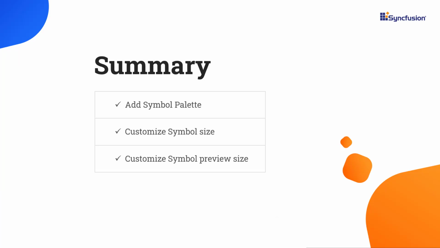In this video, we saw how to add the symbol palette to the diagram component with symbols and customize its symbol size and preview size. If you would like to see the working example of this, you can download it from the GitHub link shared in the description below.